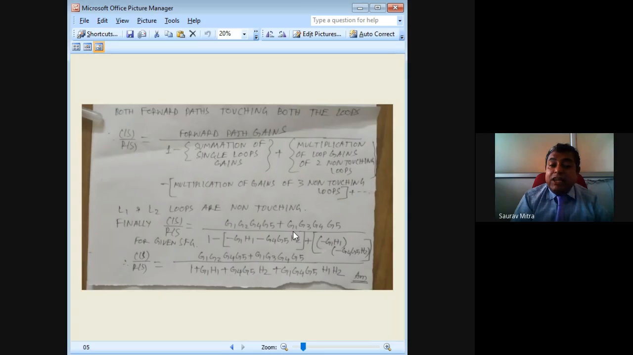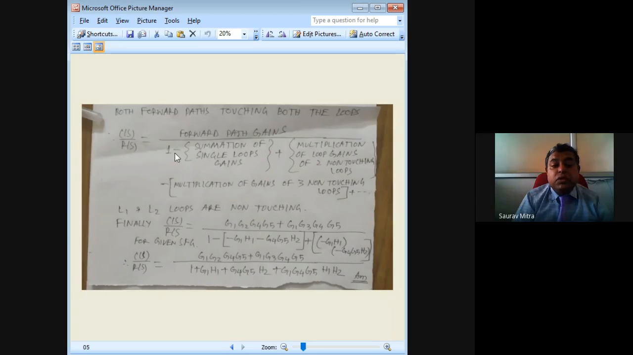And if there was any loop which is not touched by these, you would have to multiply here, G1, G2, G4, G5 into 1 plus that gain. But here, as both the loops are touched by the forward paths, you just write the forward path gains total. The denominator part is what you find difficult to understand, but there is nothing difficult.